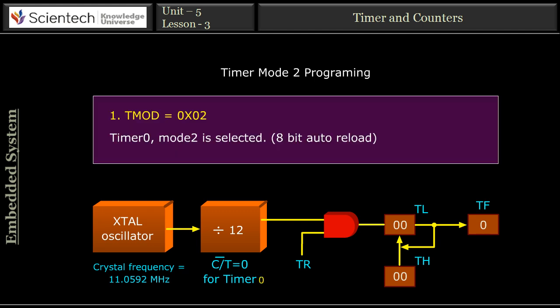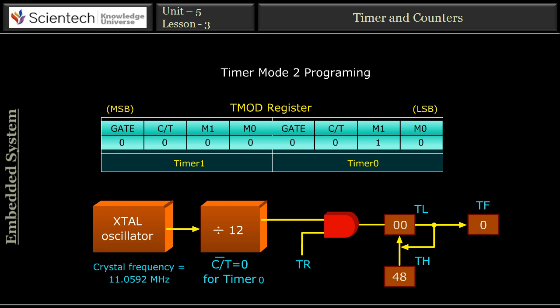First, load the TMOD register with the value 0x02, which indicates timer mode 2 is selected. Now, we see the structure of the TMOD register. To select timer mode 2, the values of M1 and M0 must be 1 and 0 respectively. As we see in an animation, when we put these values we get 0x02.